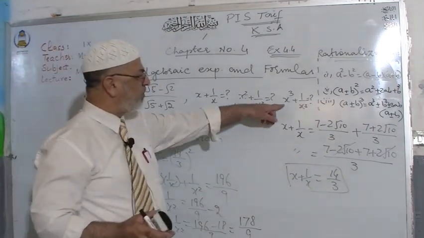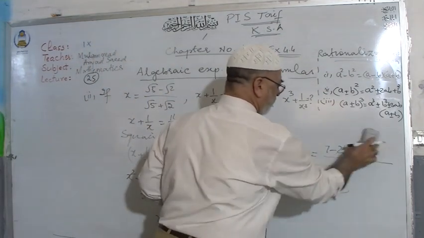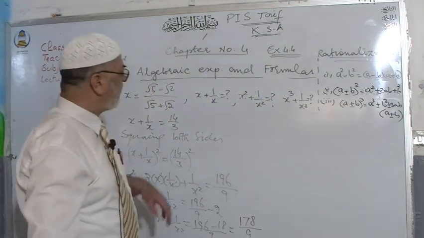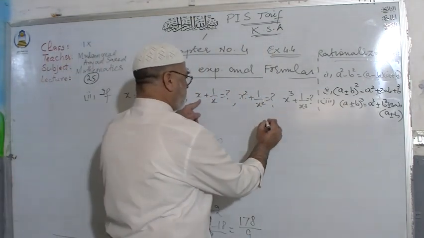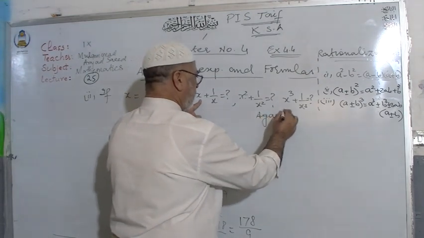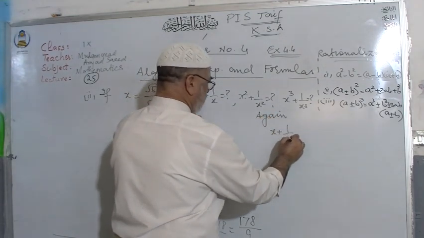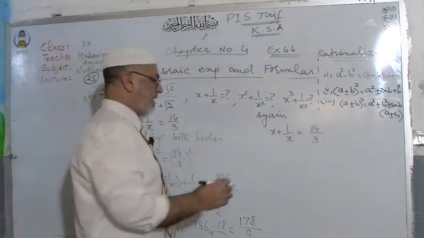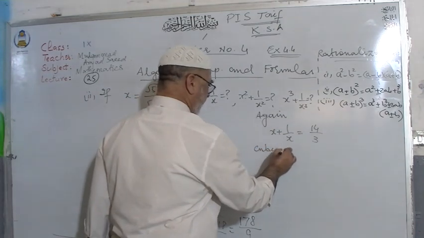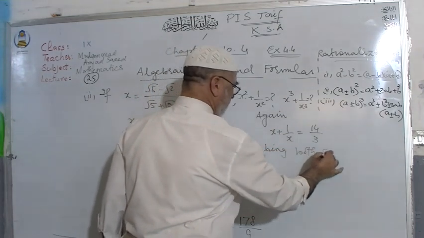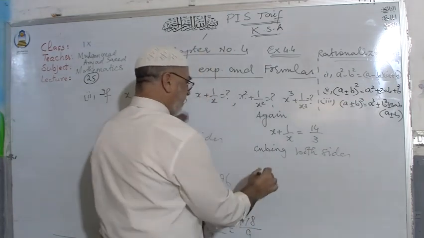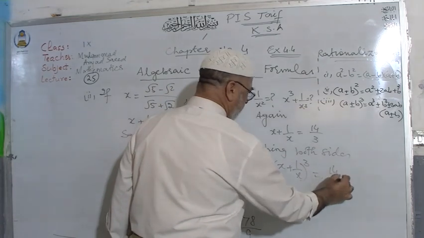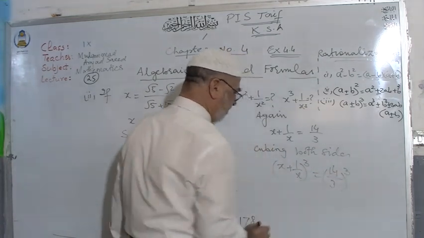After that we have to find this one. Again we will write down the value of x plus 1 over x. Again x plus 1 over x is equal to 14 over 3. Cubing both sides. x plus 1 over x whole cube is equal to 14 over 3 whole cube.